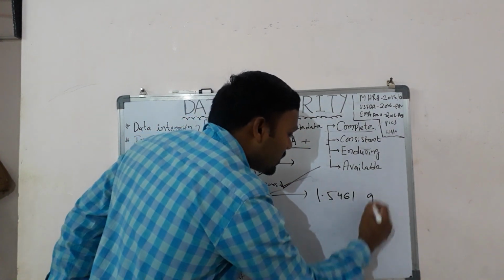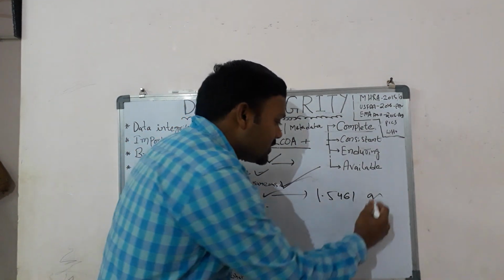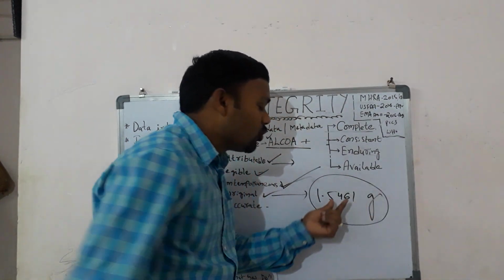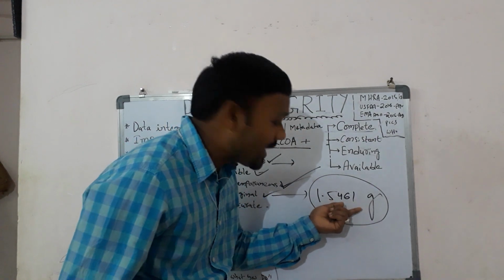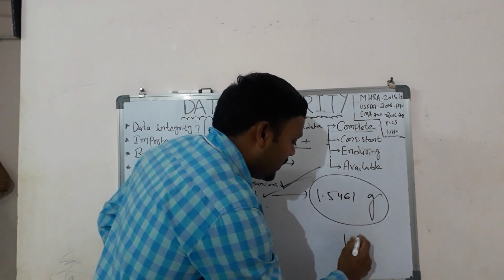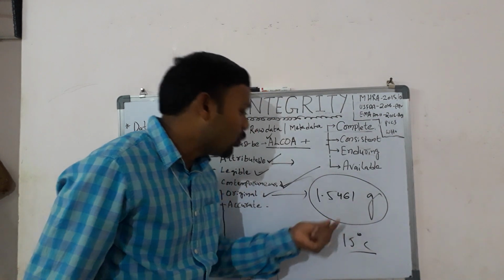Suppose you denote 1 gram, then it is nothing but the substance weight. This information is nothing but original. Your balance is showing one unit of measurement, and you have to capture it as it is. Suppose the temperature is 15 degrees centigrade, you have to copy it as it is in your record. That is nothing but originality.